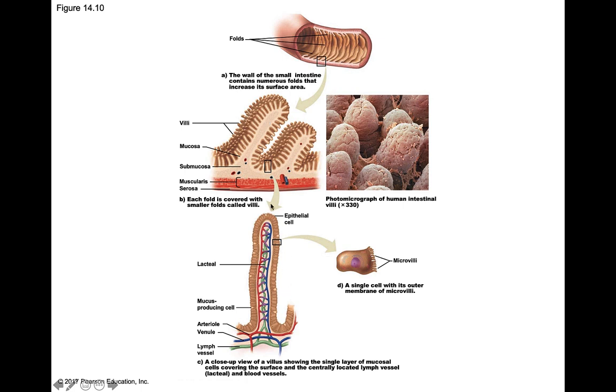This is an expansion of a single villus, and once again we can see the brush border all along, and we can actually see how well vascularized it is. That green vessel is actually a lymphatic vessel, which is responsible for lipid absorption.